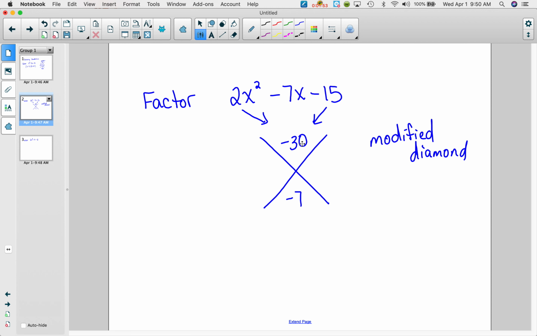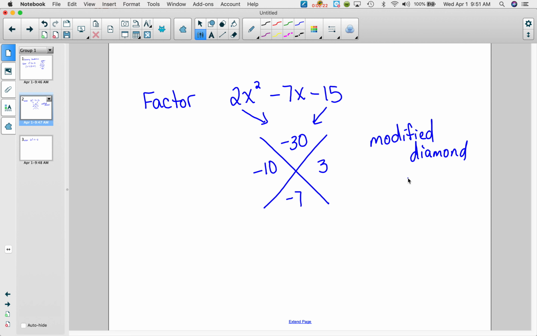So now I'm looking for two numbers that if I multiply them, I'm going to get negative 30, and if I add them, I get negative 7. So one of my numbers has to be negative, one positive. So I'm going to have a negative times a positive. And if you do a little bit of thinking, then you can figure out that it would be a negative 10 and a positive 3, because negative 10 times 3 is negative 30, and when you add them, you get negative 7. However, these numbers do not go in the parentheses.